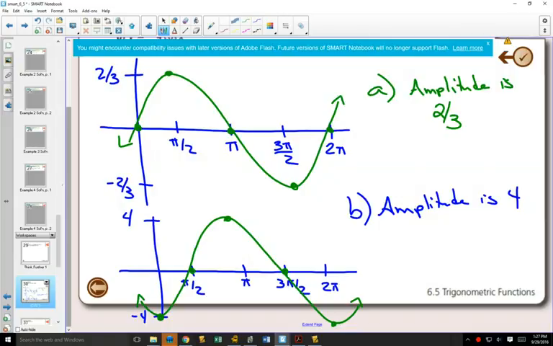Okay, questions we can do for this one are 3, A and B, 4, 5, and 9.